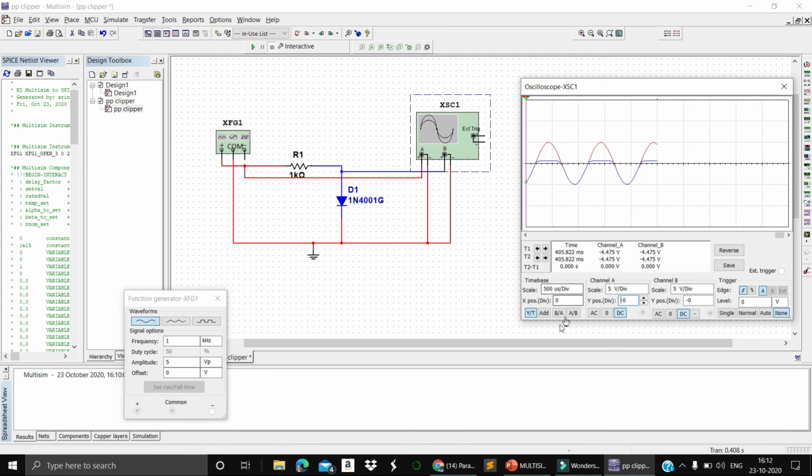This is the same as the series positive clipper with positive bias or negative bias, I don't remember. The same behavior we have seen in the series clipper circuits also.